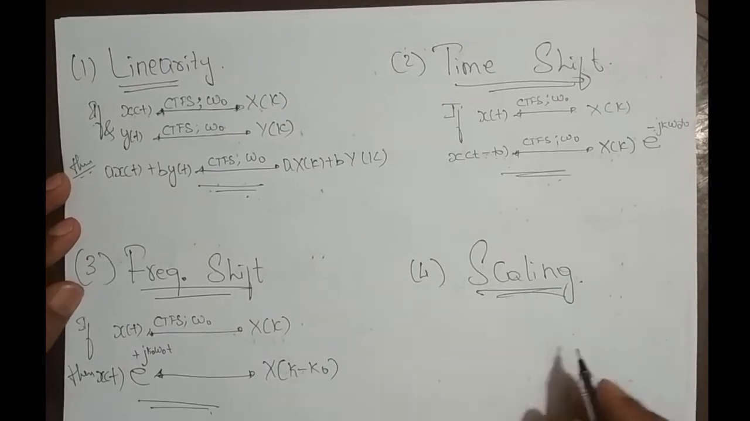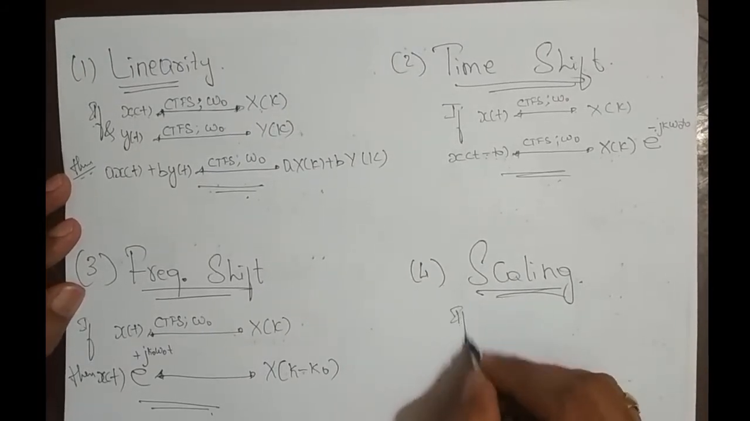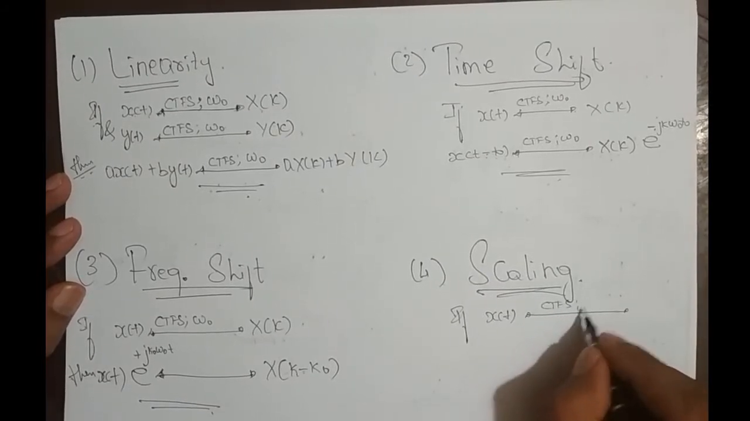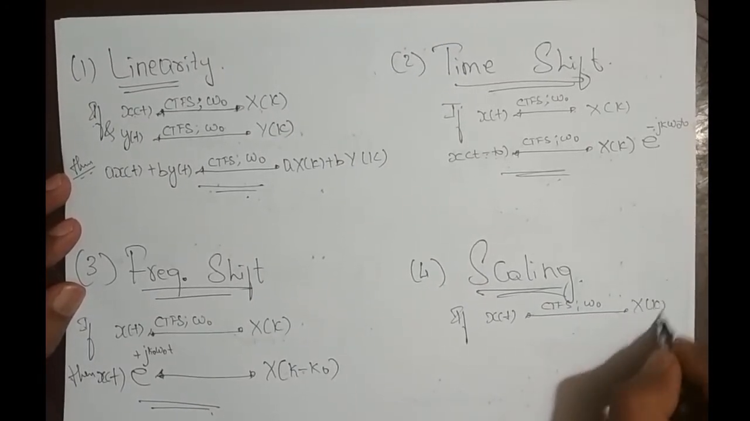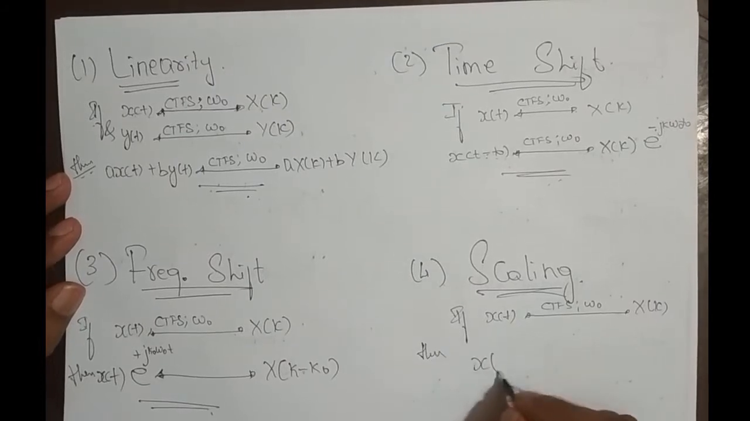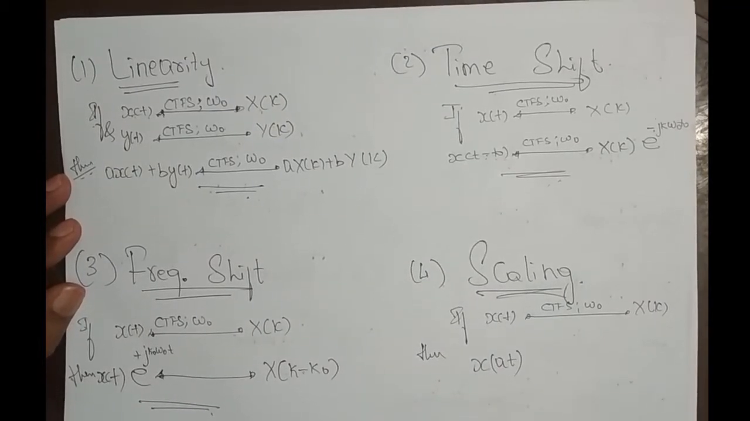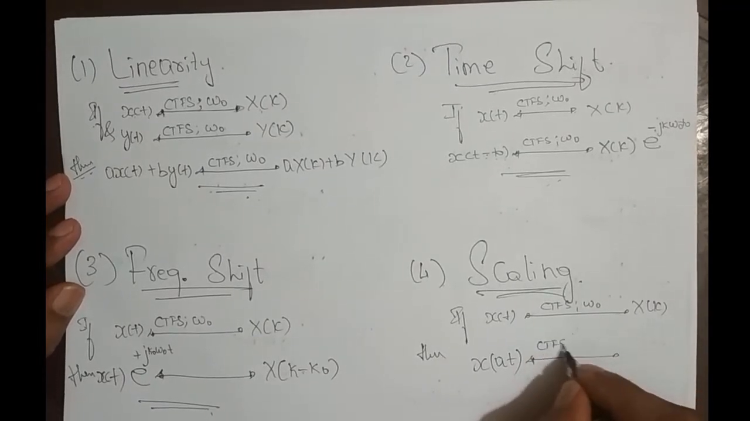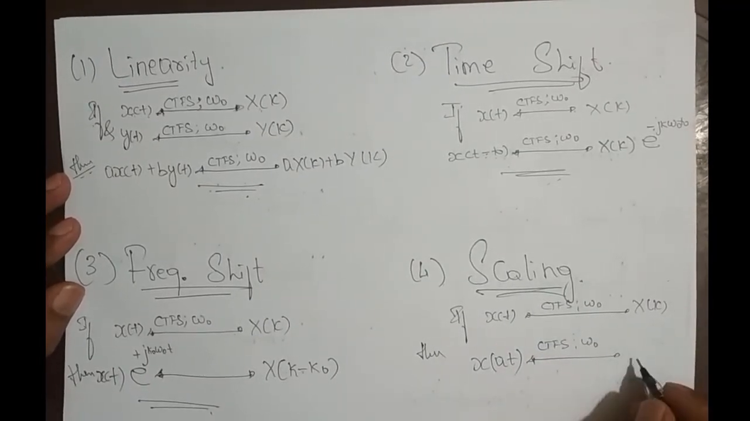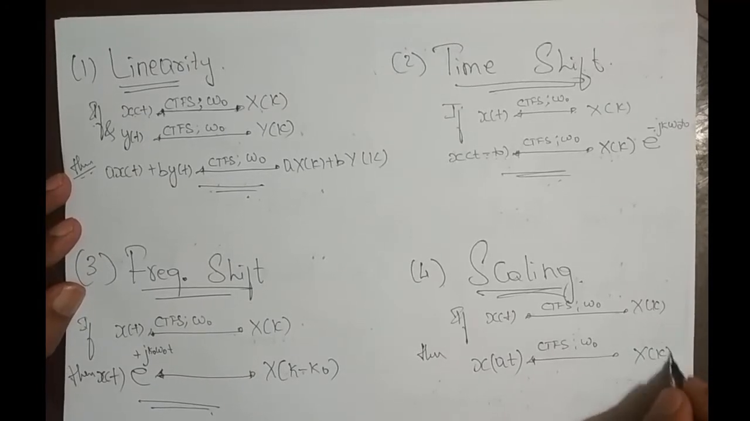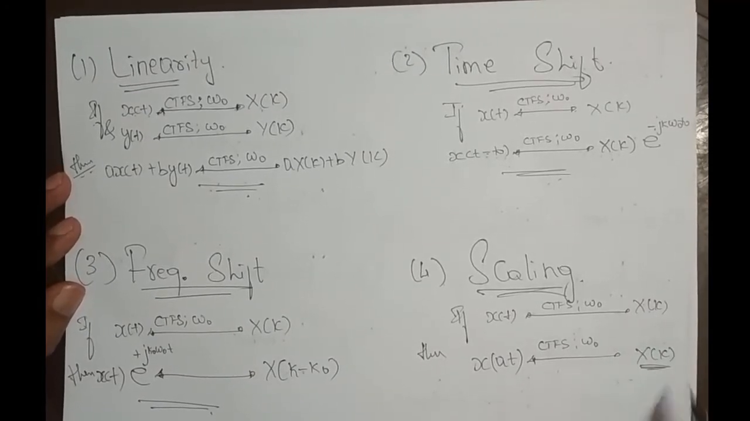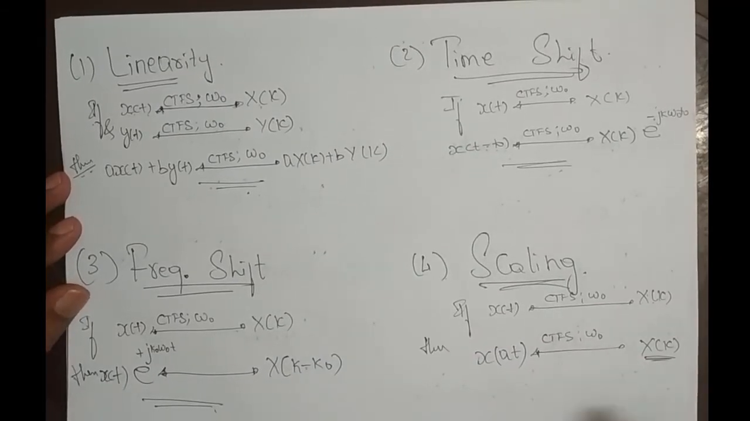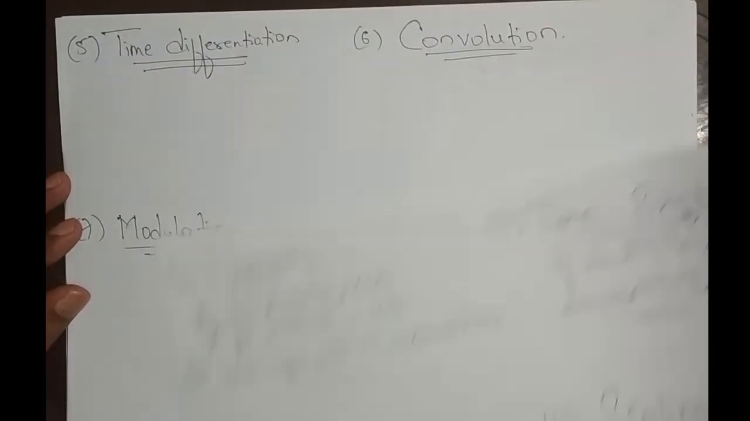Now scaling. If for x of t I take the continuous time Fourier series with fundamental frequency omega naught, I get X of k. Then if I scale the independent variable by a factor of a, and take its continuous time Fourier series with fundamental frequency omega naught, I end up with the same coefficients X of k. It does not change. So this is the statement for the scaling property.